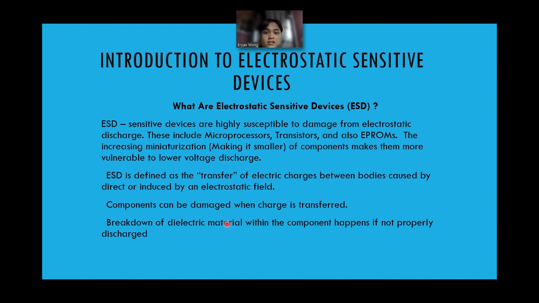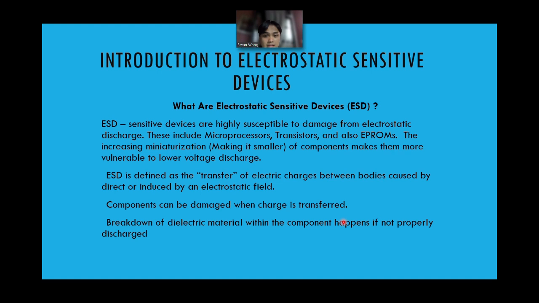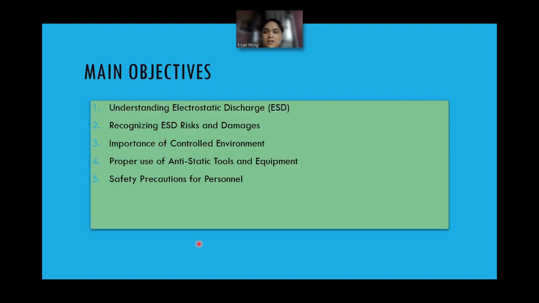Components can be damaged when charge is transferred. For example, as we see in this diagram, when charge is transferred, it can cause damage lah. Breakdown of the dielectric material within the component happens if not properly discharged. Breakdown means rosak lah, spoil. So we have gone through the introduction for this chapter, and you know slightly already what ESD is.